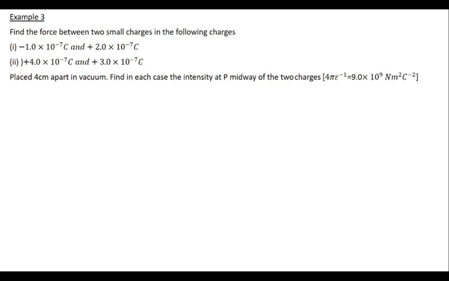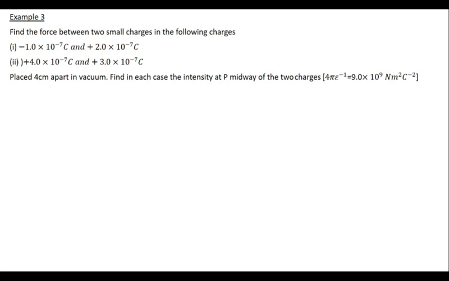Find in each case the intensity at P, midway of the 2 charges. So this is beautiful. We are having 2 questions to answer for each. So first of all, we have to find the force, and then secondly, we have to find the electric field intensity midway between these 2 charges.